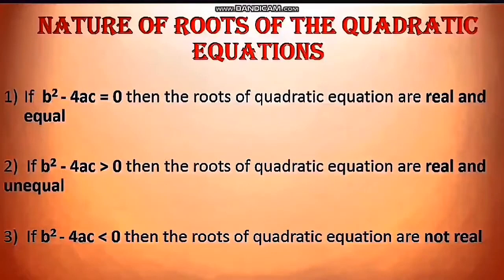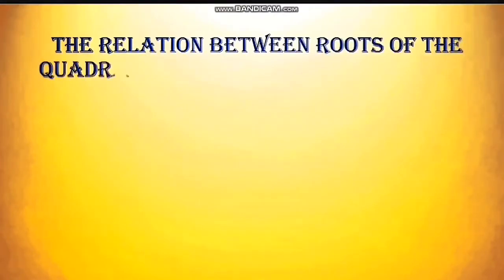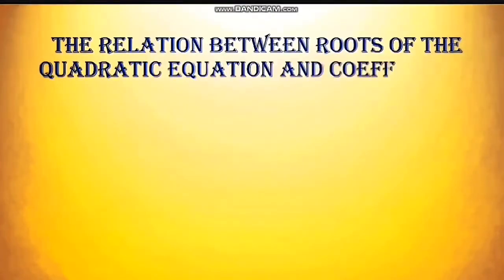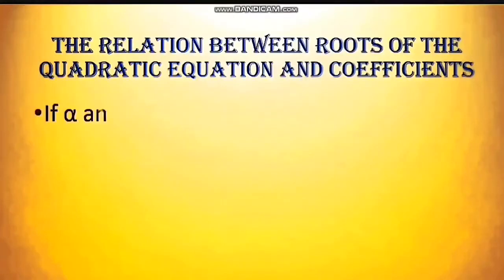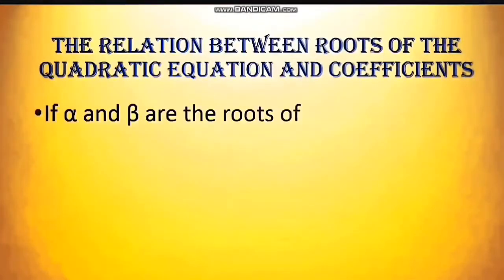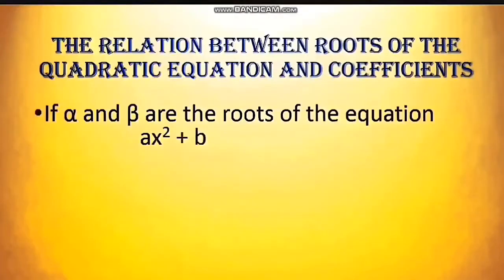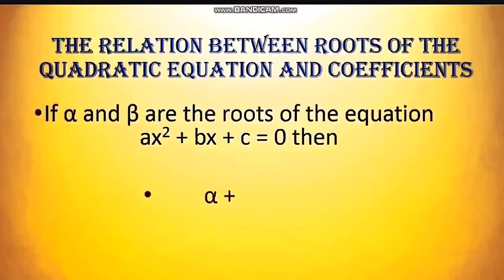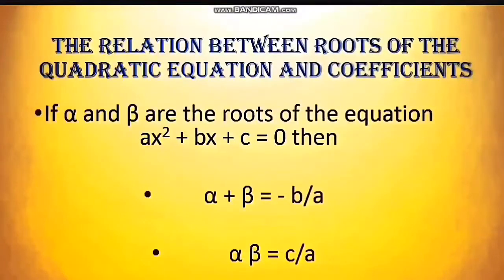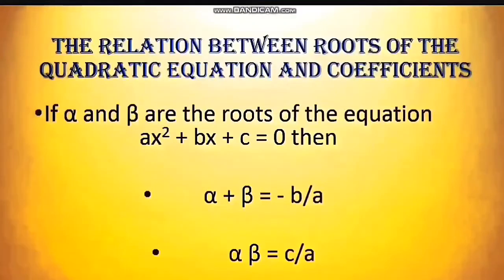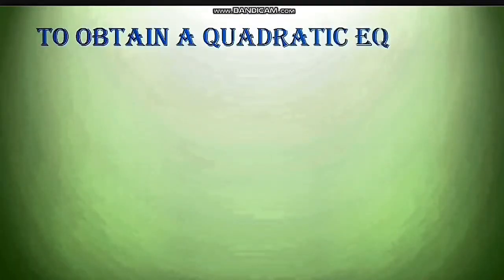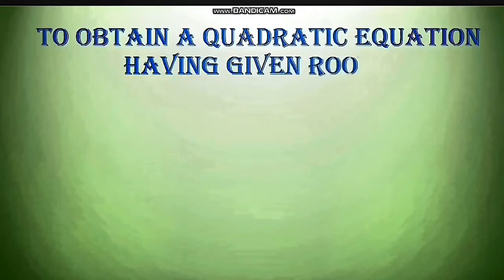Now next one is the relation between the roots of the quadratic equation and their coefficients. So here if alpha and beta are the roots of the quadratic equation, then alpha plus beta is equal to minus b by a and alpha beta is equal to c by a. But this part is deleted from our syllabus. Only remember this concept.